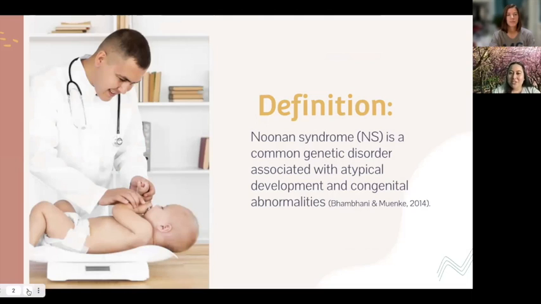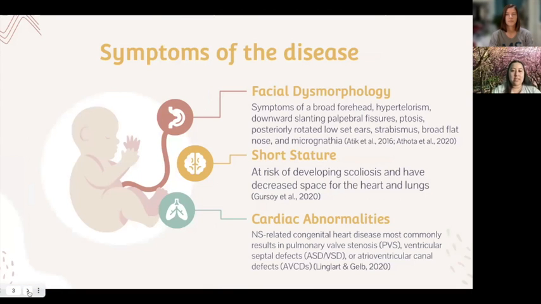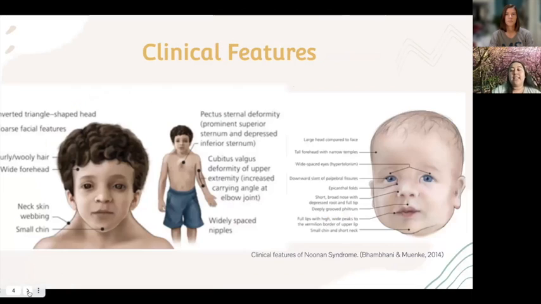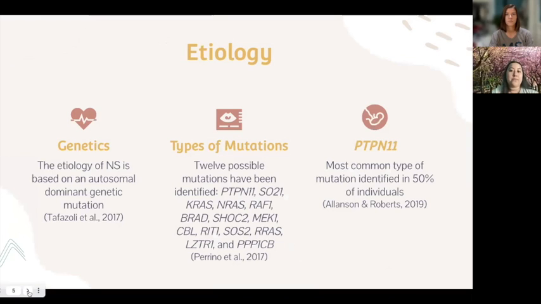So a brief definition of Noonan syndrome is that it is a common genetic disorder associated with atypical development and congenital abnormalities. Some of the most common symptoms of Noonan syndrome are facial dysmorphology, short stature, and cardiac abnormalities. In our next slide, we have a picture to give you a visual of what an individual with Noonan syndrome typically looks like. So you can see the webbed neck here, as well as the forehead and the slanted eyes.